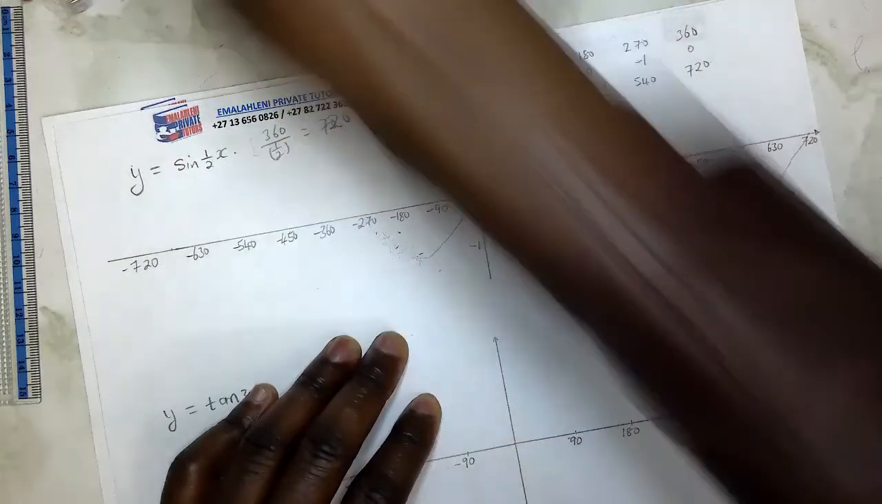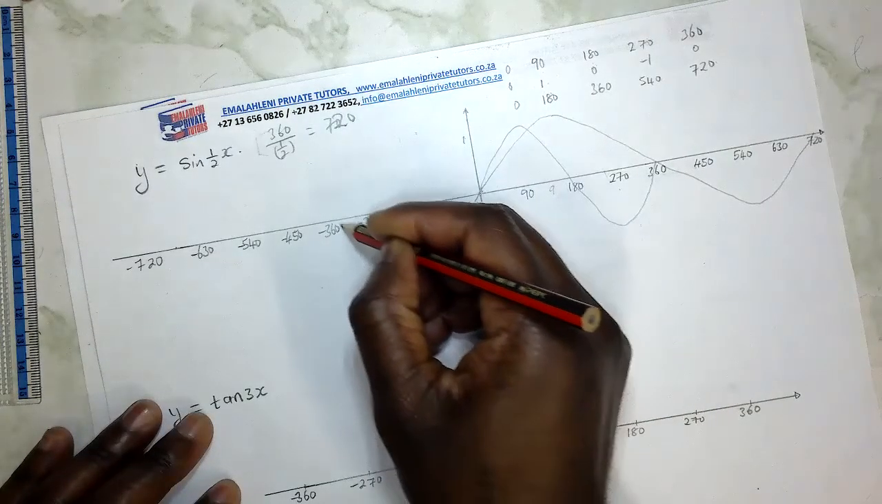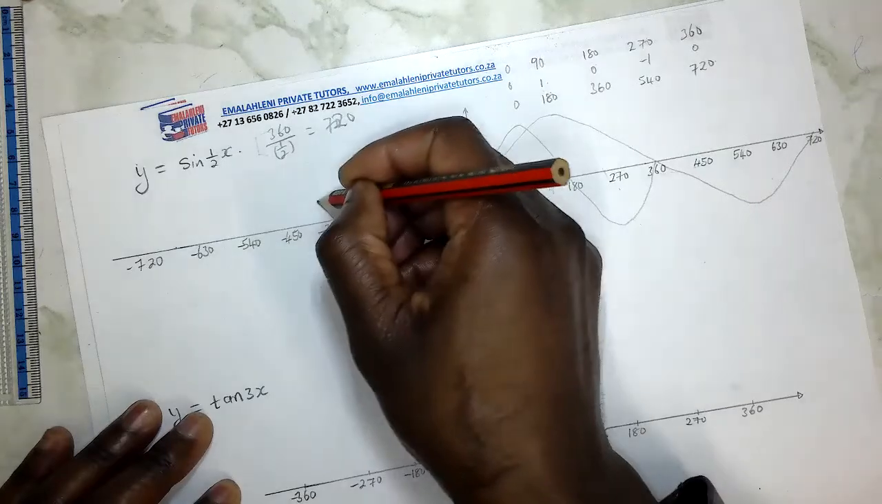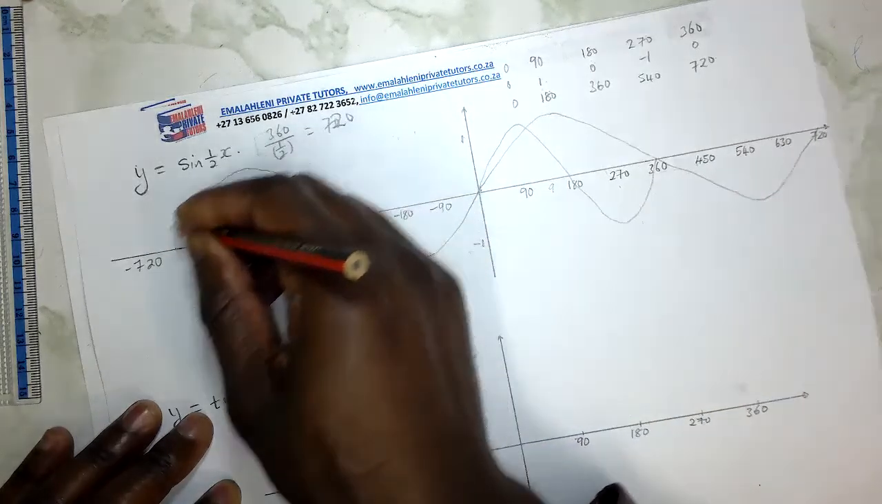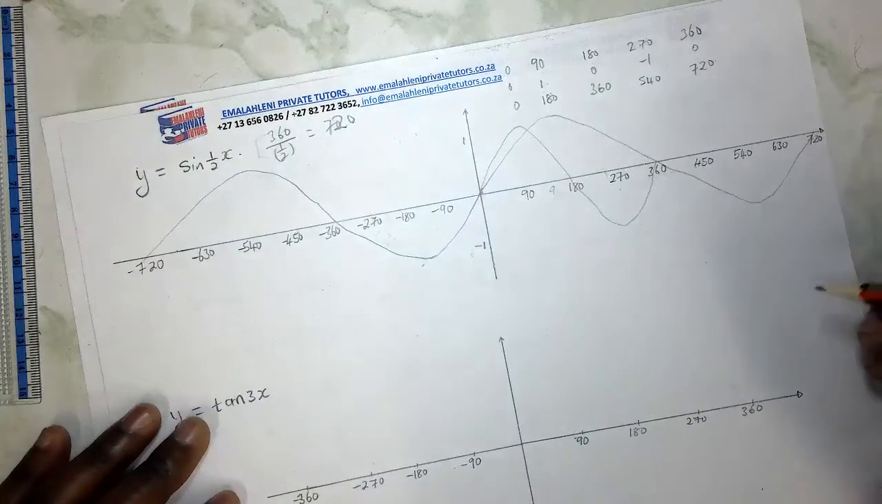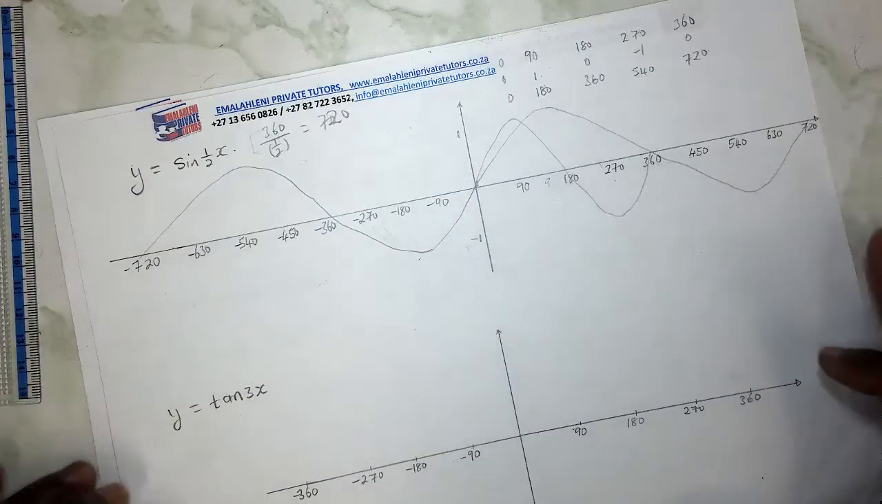We're just going to have 360. Then we have 540. Then we come back to 720. That's what you're having here. Okay, so this is what you do.